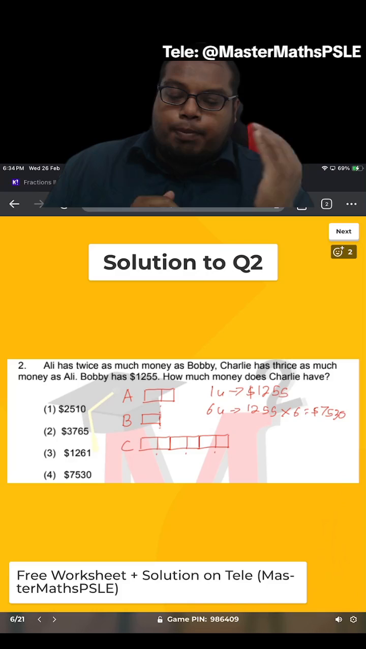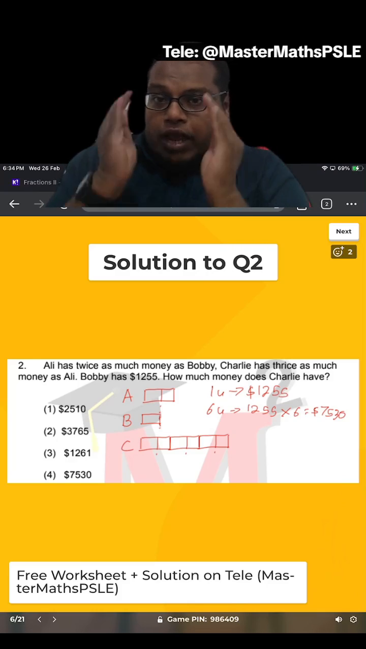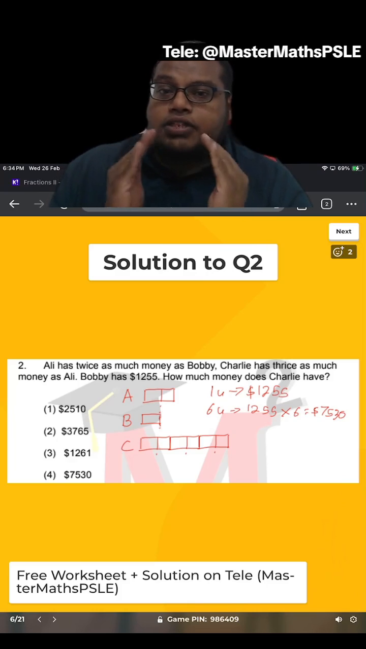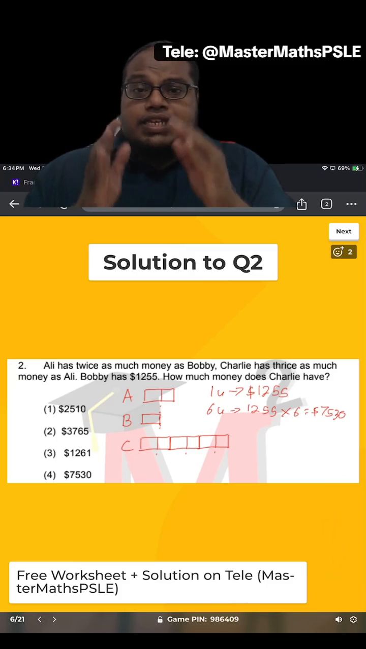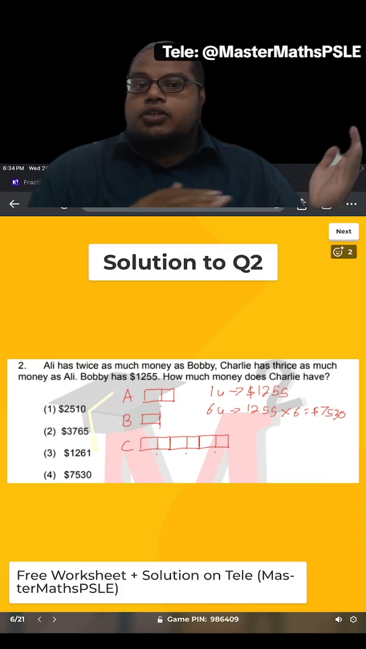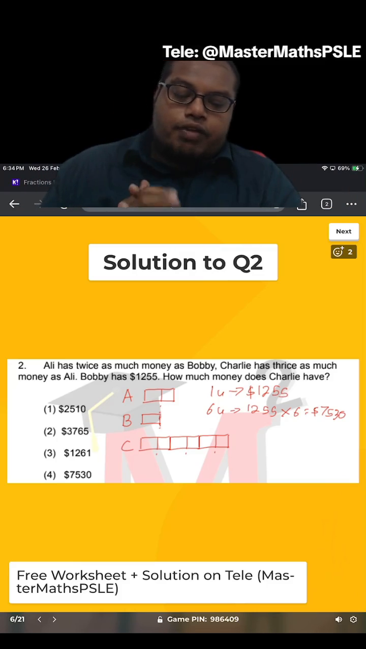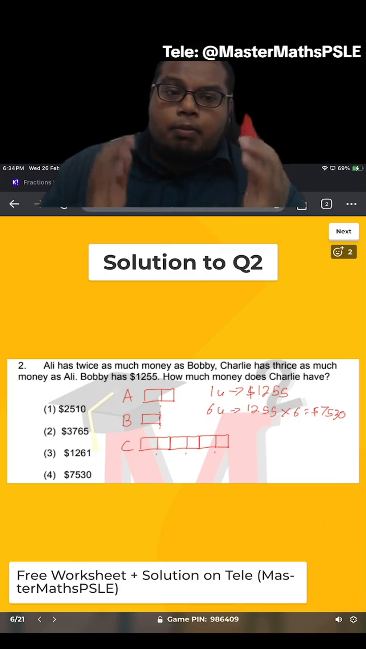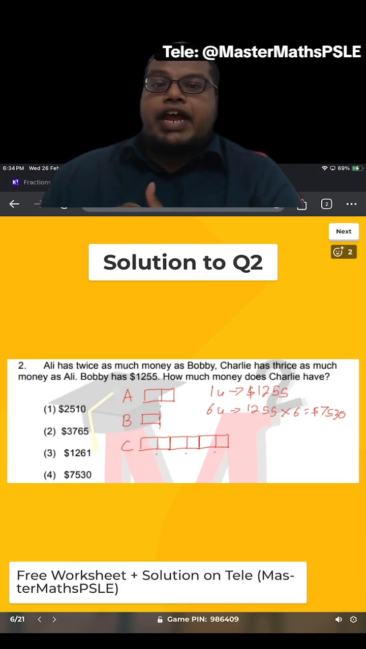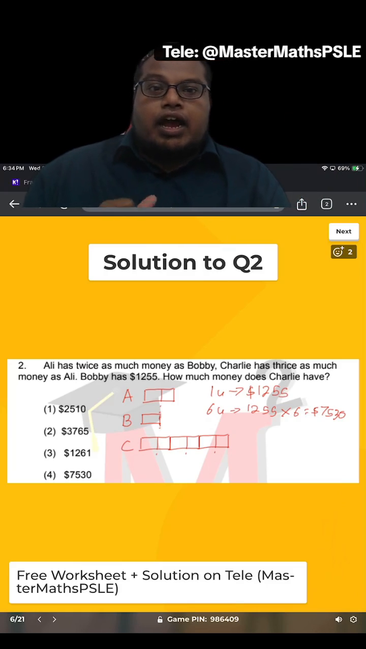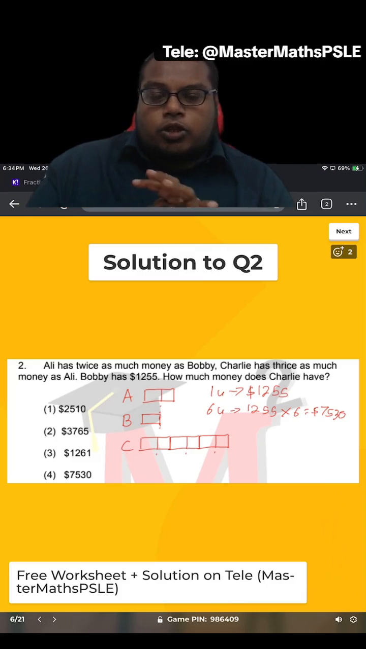And then when they say Bobby is $1,255, that means that 1 box there is 1,255, and Charlie is 6 times of this box. So that's why I did $1,255 multiplied by 6, and I got 7,530.